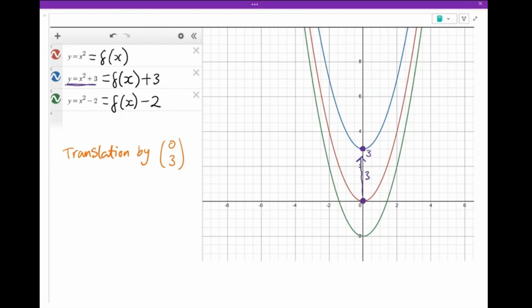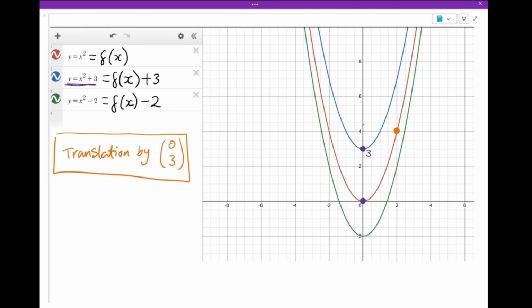Now let's see whether this checks out for other points other than our turning point. Okay, so I'm going to pick a different point on my red curve. So let's go with this point here. Now let's carry out this translation here. So this means go 3 upwards. So what I'm going to do is go 3 units upwards.